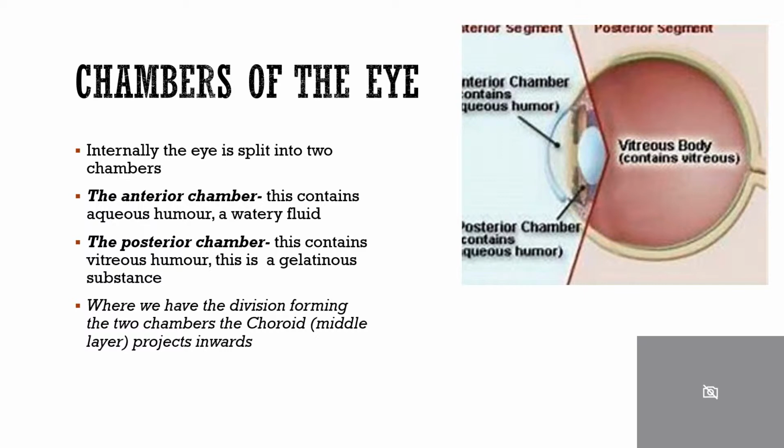The eye also has chambers for you to be aware of, and internally the eye is split into two chambers. The anterior chamber, i.e. the fore or anterior chamber, contains an aqueous humour, and this is a watery fluid. The posterior or hind chamber contains what we term vitreous humour, and this is a gelatinous substance. And where we have the division forming the two chambers, the choroid, which we know as the middle layer, projects inwards, as you can see on the image.